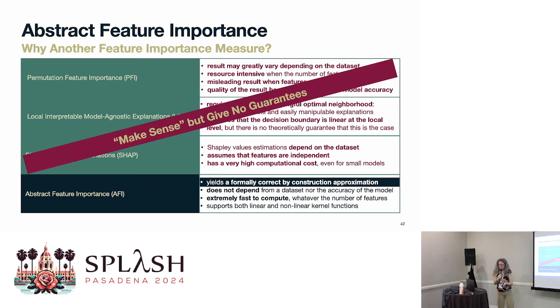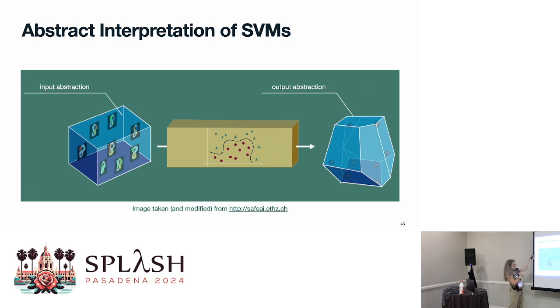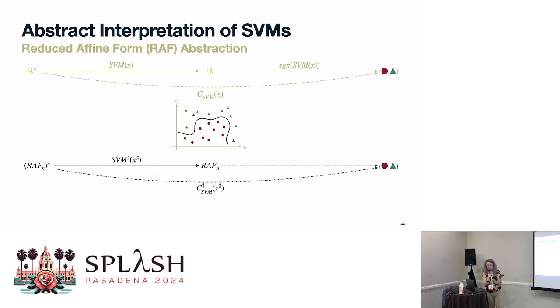So the way we decided to do it is to use abstract interpretation, as I hinted already. Essentially, we have an abstraction of the input of the SVM, an abstraction of the computations of the SVM, and an abstraction of the output. Typically, what we do with this output abstraction is use it for verification. And what we wanted to do here was to use it for explanations. The kind of abstract domain that we used in this case was the reduced affine form abstraction. It's a sort of zonotope abstraction with fewer terms. I'll show you what it means.